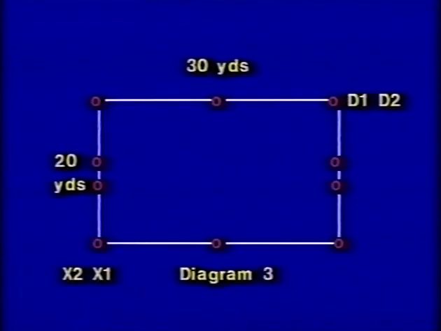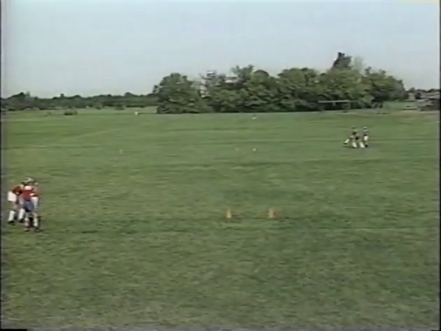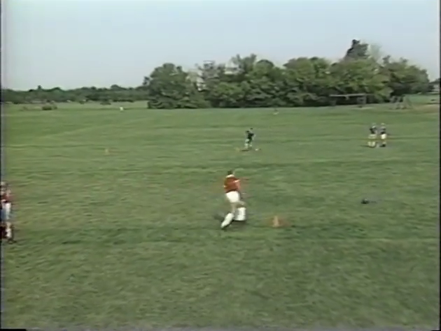Here we can see in diagram 3 we've got a 30 by 20 yard area. We've got 2 attackers, X2 and X1, and 2 defenders, D1 and D2. And they go in one at a time, D1 against X1 and D2 against X2. The coach controls the situation by rolling the ball in.